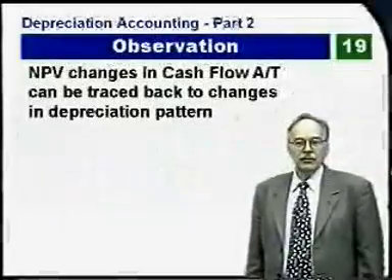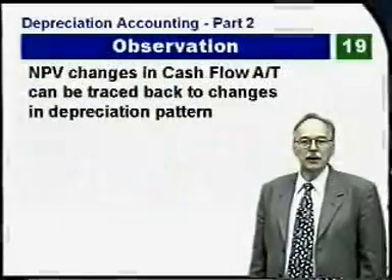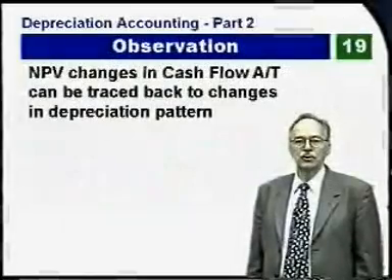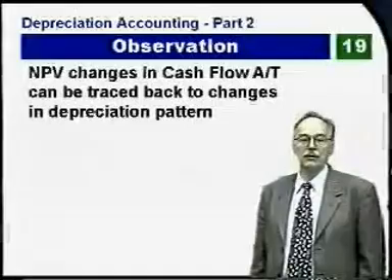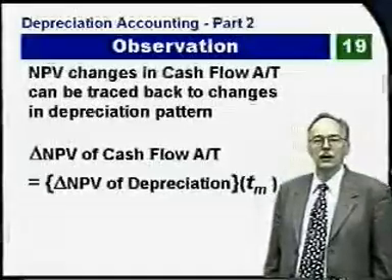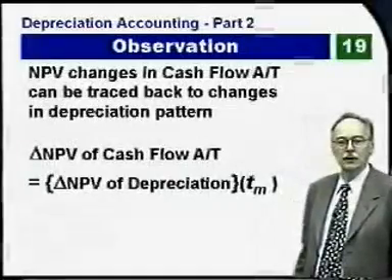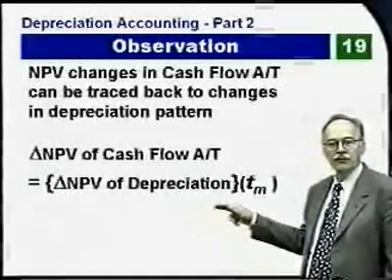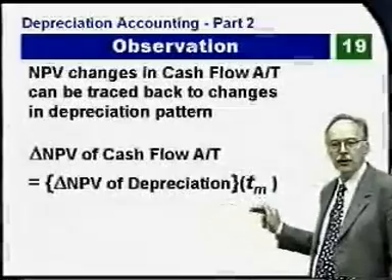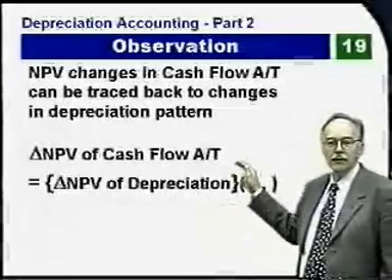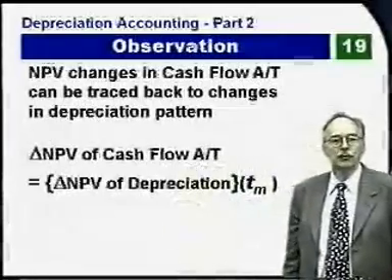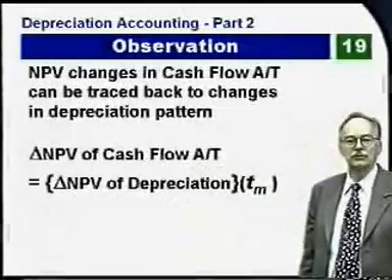So we have a major observation, that is the net present value changes in the cash flow after tax can be traced back to changes in the depreciation pattern. And we have an expression for that where the marginal tax rate remains constant. We can apply this expression, take the net present value differences of the depreciation amounts multiplied by the marginal tax rate, and that then gives us the difference in the net present value amounts of cash flow after tax.